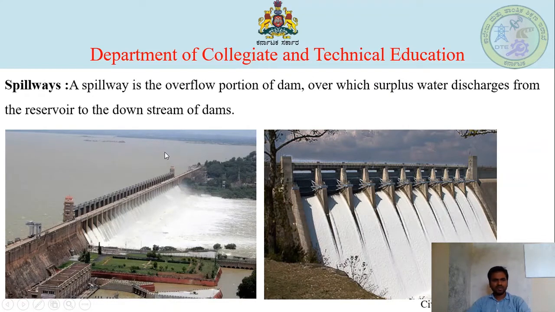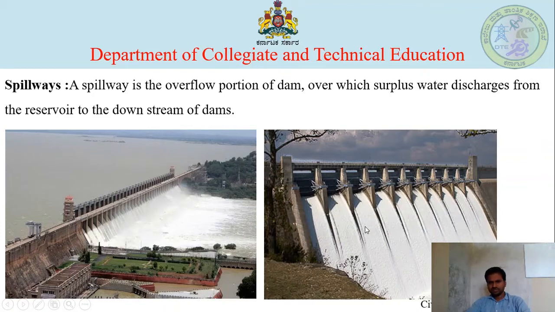First, we will see the meaning of spillway. A spillway is the overflow portion of a dam over which surplus water is discharged from the reservoir to the downstream of the dam. This picture shows the dam structure with the reservoir. In the dam structure, spillways are provided. Through these spillways, surplus water flows to the downstream side of the dam, next to the river.